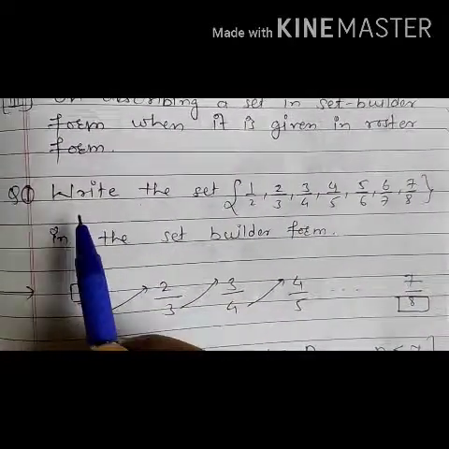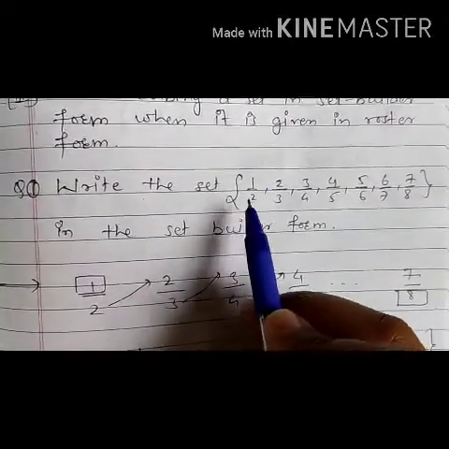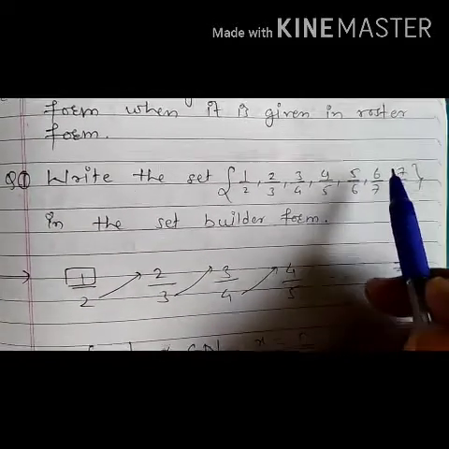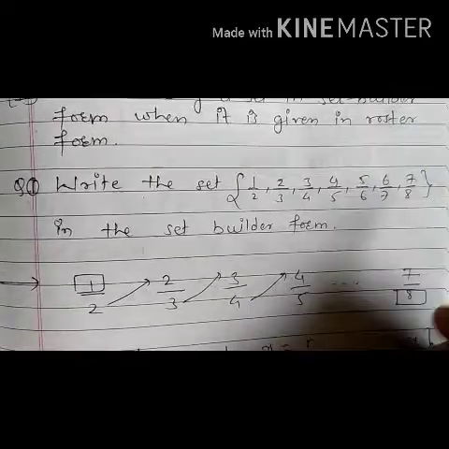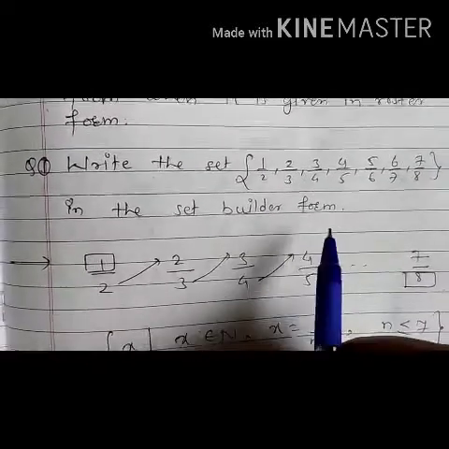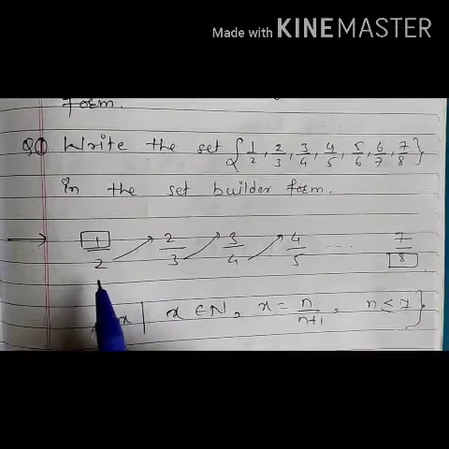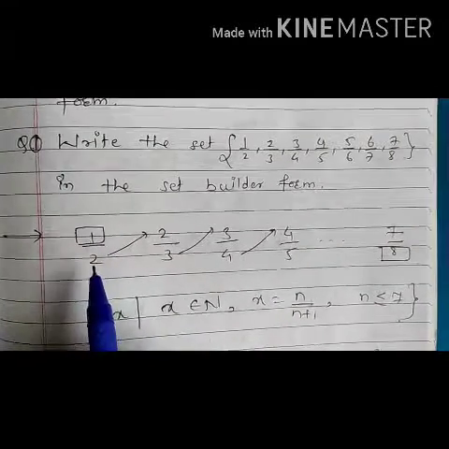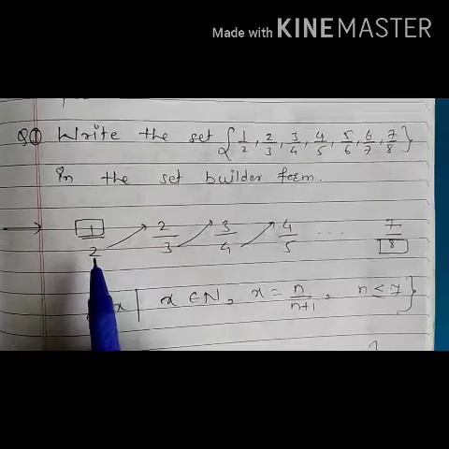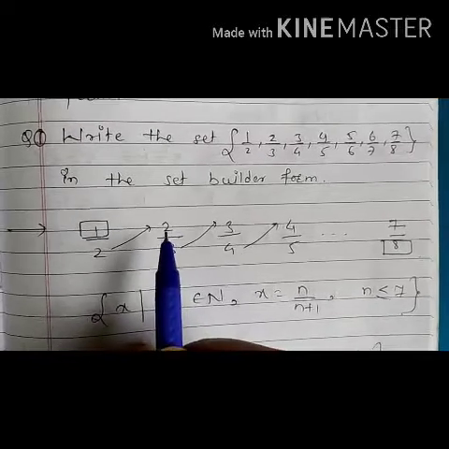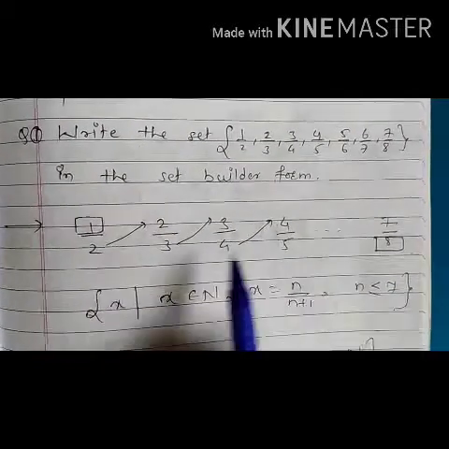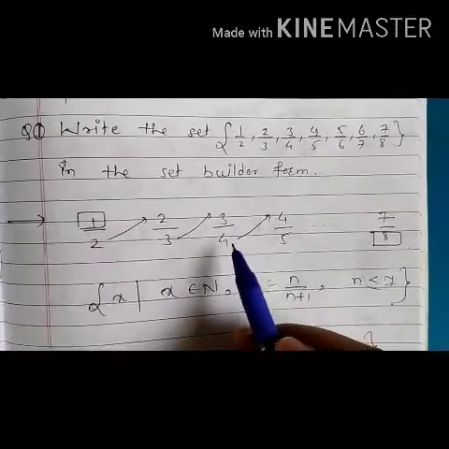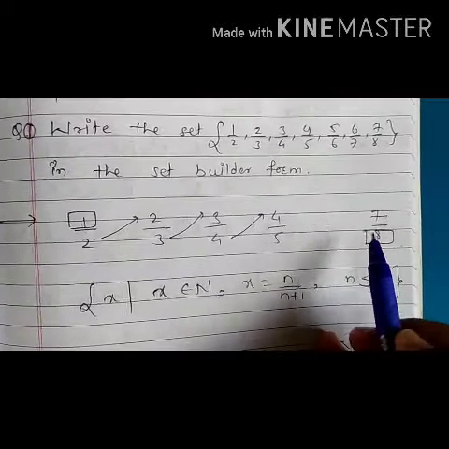The first example, write the set. The set will contain the elements 1 by 2, 2 by 3, 3 by 4, 4 by 5, 5 by 6, 6 by 7 and 7 by 8. Now this set we have to write in the set builder form. Now students, here we observe for the first element the numerator is 1, then the denominator is 2. The same denominator becomes the numerator for the next element. This is so for all the elements, 1 by 2, 2 by 3, 3 by 4, 4 by 5 and like this till 7 by 8.